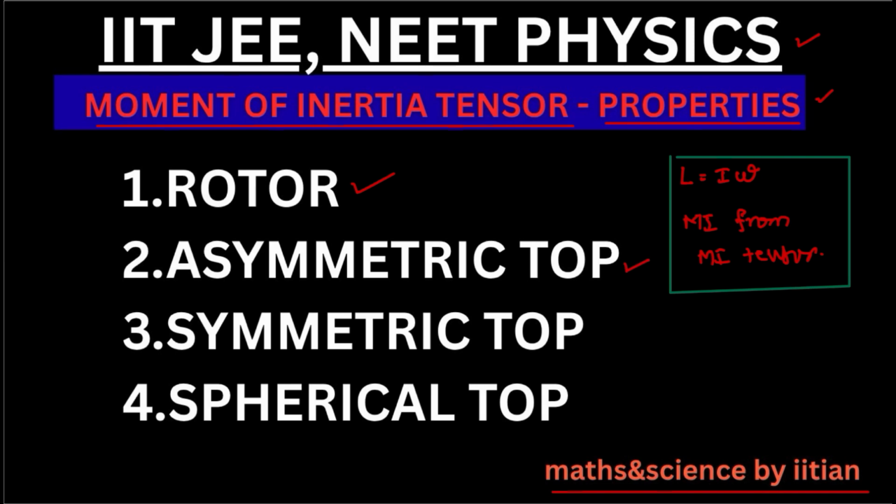Like an asymmetric top. In a question, if it is given moment of inertia of an asymmetric top, they may not talk about the moment of inertia tensor. They may talk about moment of inertia of an asymmetric top. You should not get confused. For that, I brought these nomenclature in front of you. Then symmetric top, then spherical top. What are all these things? I want to make you familiar with these words. That is my ultimate aim.